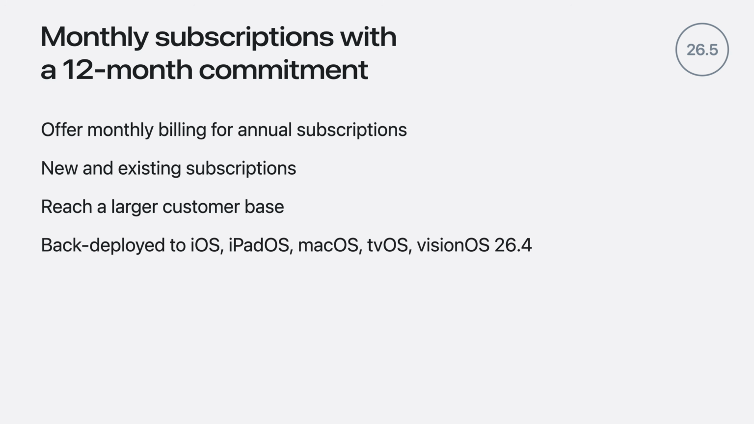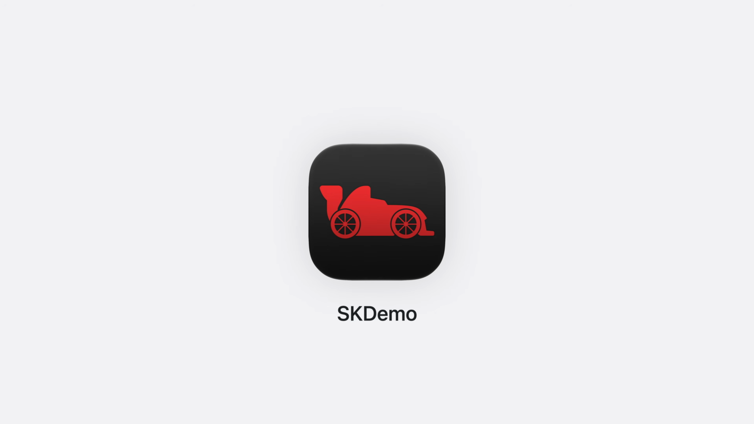Once you compile your app against the 26.5 SDK, customers in available markets can subscribe to the new billing plan inside your app on devices running iOS, iPadOS, macOS, tvOS, or visionOS 26.4. I'll show you how it works by setting up a new billing plan for the SKDemo app. This app uses StoreKit to merchandise and sell in-app purchase products. You can download the sample code project in the resources for this session to follow along.